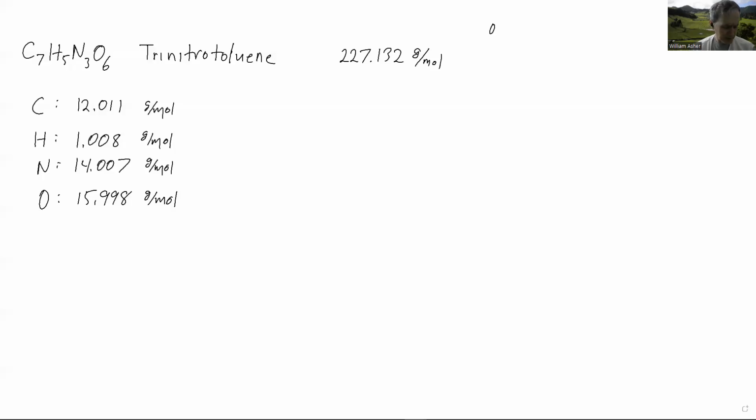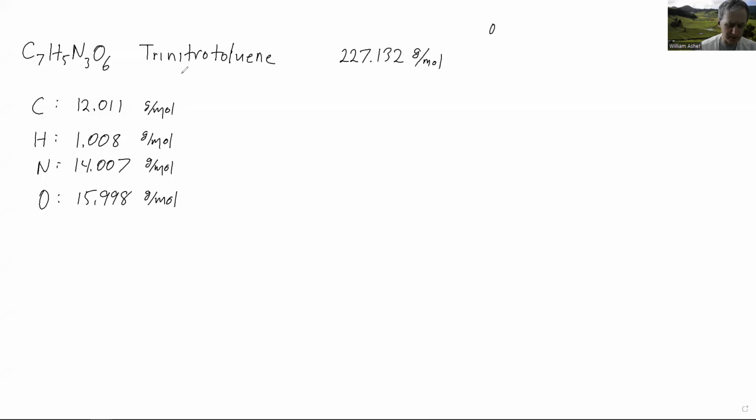Okay, this is Mr. Ash for Chem 121, and I'm going to go through an example of one of these problems that I assigned for Module 3 on calculating the atomic composition of different molecules. I'm going to run through an example, not one on the homework set, but a similar one.